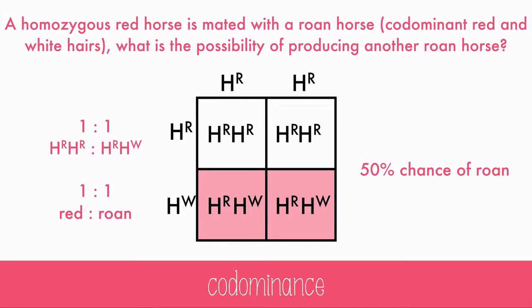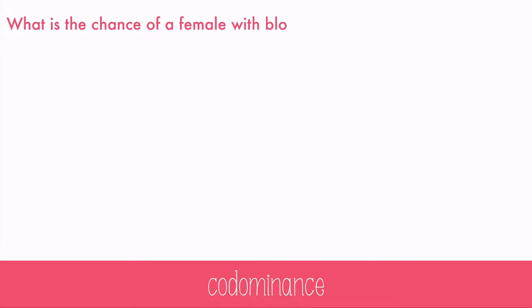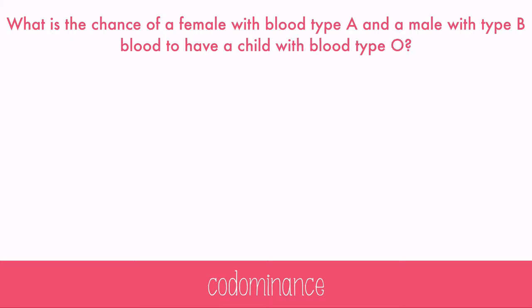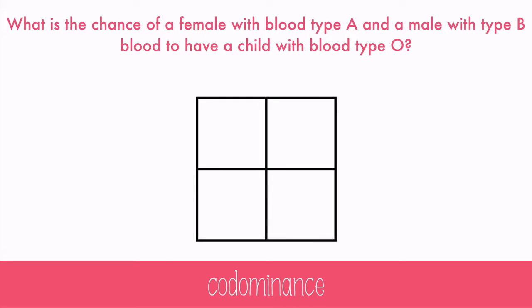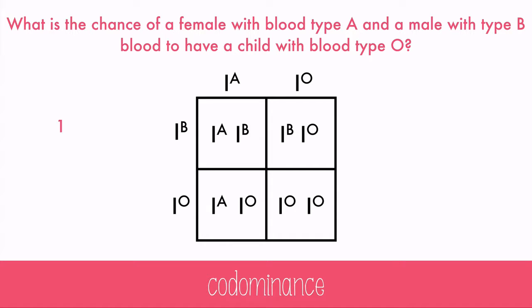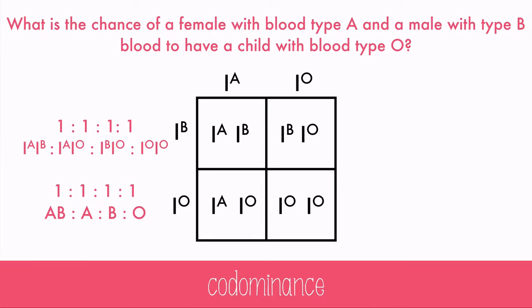Now let's try a blood type problem. What is the chance of a female with blood type A and a male with blood type B to have a child with blood type O? For this problem, we'll assume the people with type A and B blood are heterozygous. Otherwise, there would be no chance of having a child with blood type O. Blood type is commonly written with a capital I, and the letter is superscripted. Type A just needs one A allele, and the other one can be O. Similarly, type B needs just one B allele, and the other can be O. When these cross, we find that there's a 25% chance of type AB, 25% chance of type B, 25% chance of A, and 25% chance of type O.